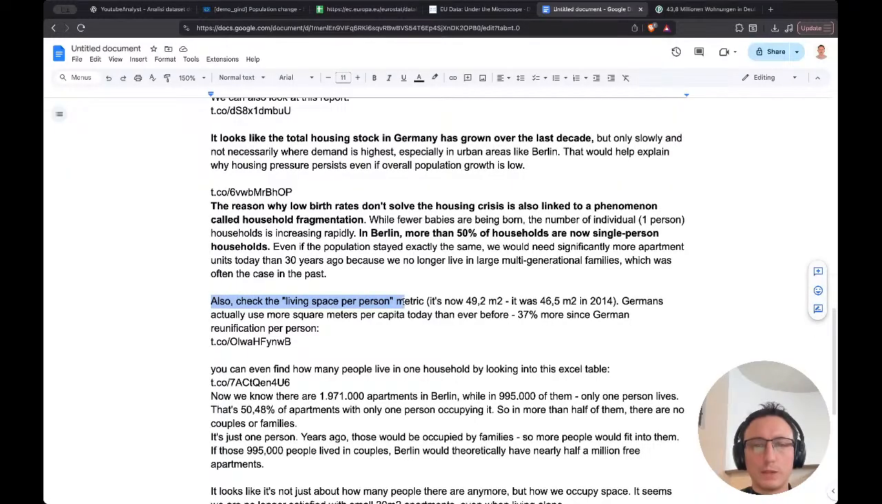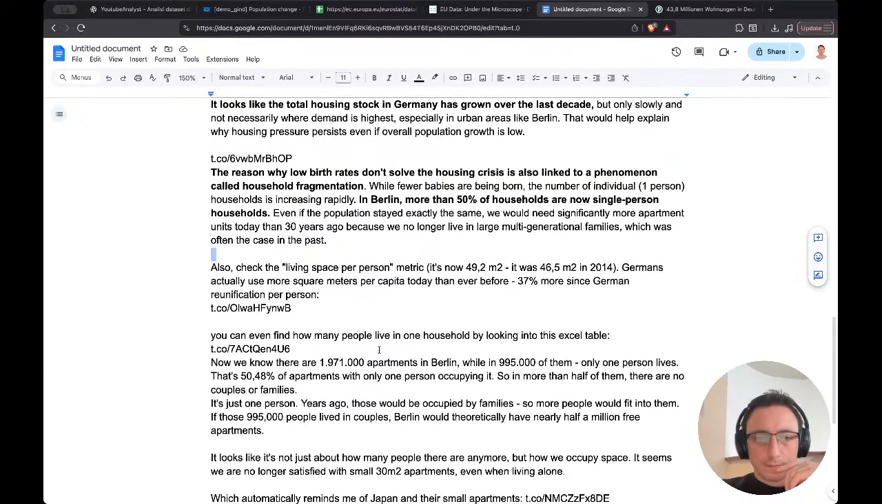Also check the living space per person. German actually sorry for the siren, I had to mute the microphone. Germany actually use more square meter per capita than before.